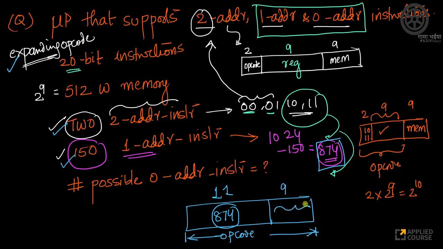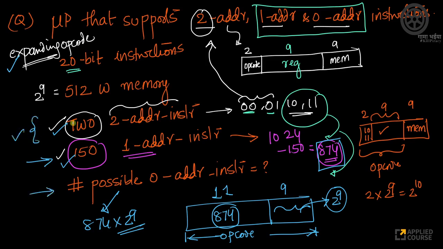How many possible values can I have here? All these can be occupied by the opcode of the zero address instruction, right? So here I have 2 power 9 possibilities. So what is the total number of possible zero address instructions? 874 into 2 power 9, right? Look at this. The complexity is increased now. In the previous videos, we have seen only 1 address instructions and 0 address instructions. Here we also have 2 address instructions. We'll also see 3 address and 4 address instructions as we go forward.